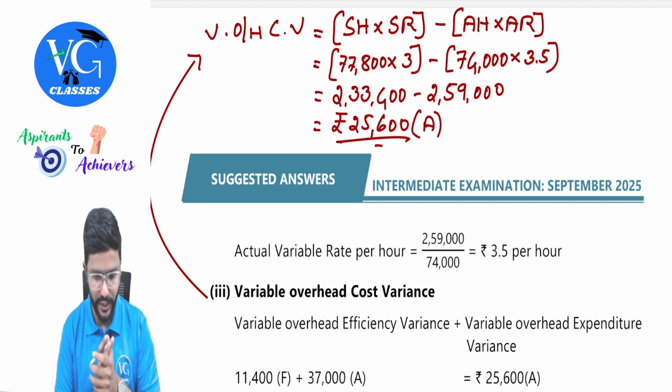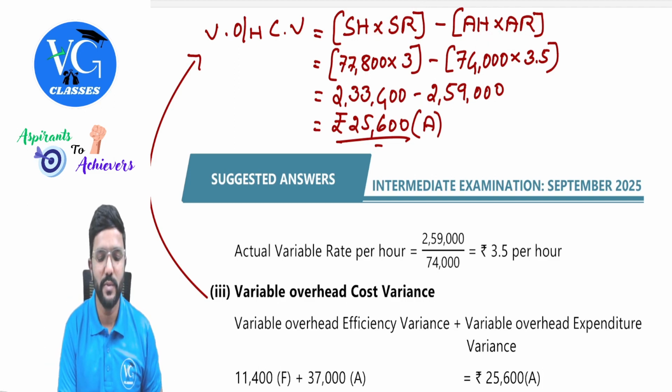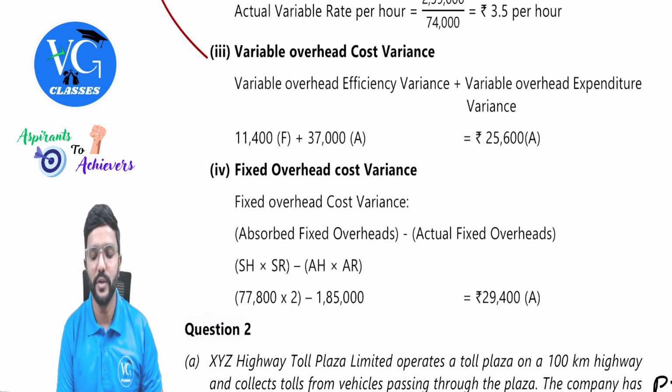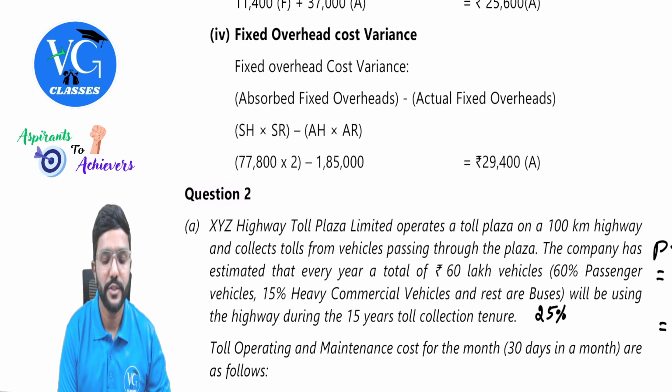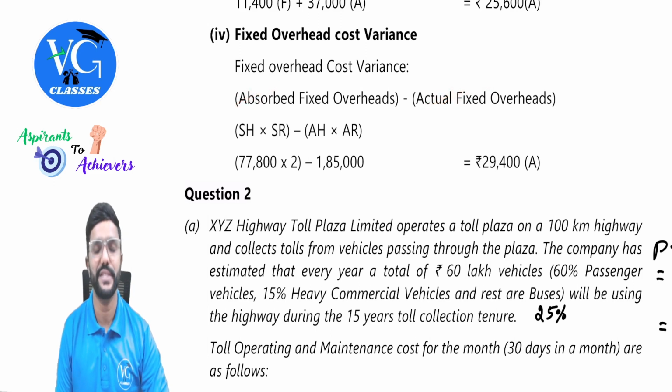Observed minus actual. But this will be a little lengthy. When you already know both, you can just add up both. You can just try to reconcile it. Next, fixed overhead cost variance. It is nothing but observed fixed overhead minus actual fixed overheads.